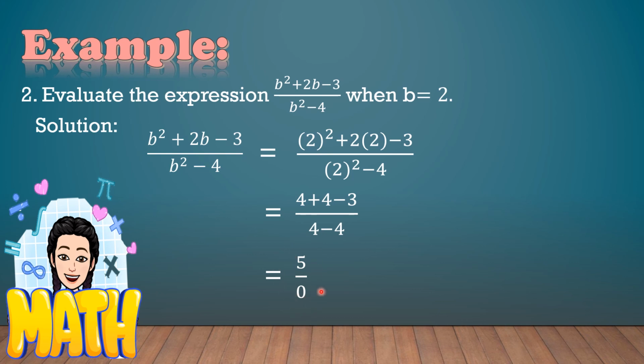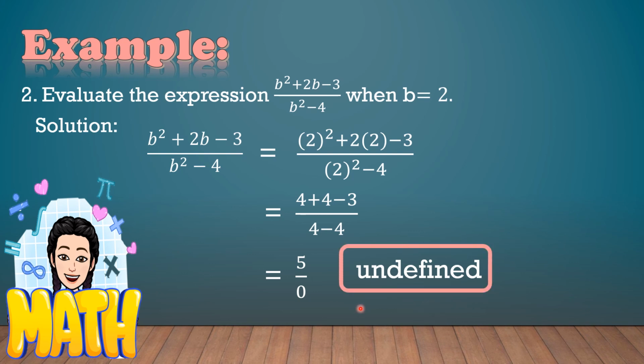Ano ang napansin ninyo sa ating sagot? Tama. As you can see, our denominator is 0 and we know that 5 divided by 0 will give us an undefined answer. Dito, makikita natin na mahalaga ang process ng pag-evaluate at pag-check kung ang given value ba natin ay magbibigay sa atin na undefined na sagot or meaningless na sagot.